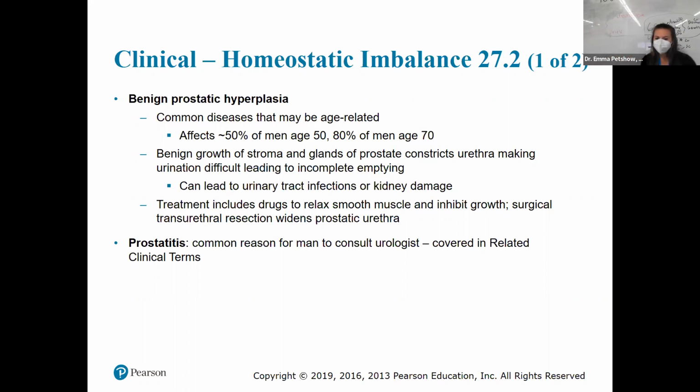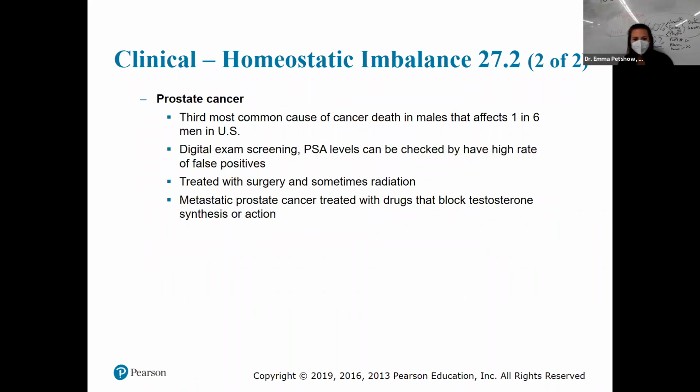Prostatitis, this is a common reason for a man to consult a urologist. What I want you to recognize with prostatitis is it can be related to infection. It can be related to not infection. So it doesn't necessarily always have to be due to an infection. It could be chronic and inflammatory. And then prostate cancer is third most common cause of cancer death in males. It's a very common cause of cancer, though, in males. It doesn't kill a lot of males, but it's very common. And really, that's where that PSA level can be elevated.